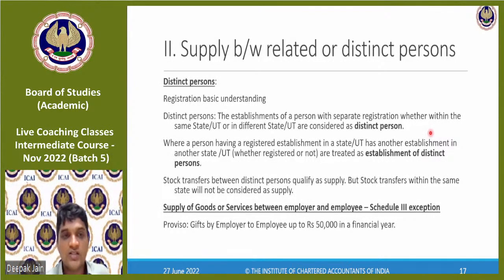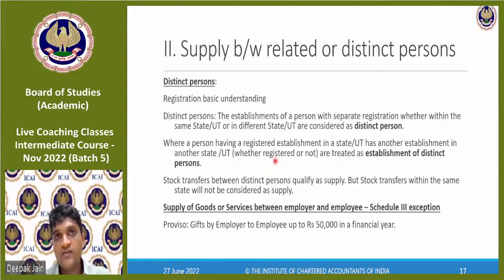The first example of a distinct person is where a person has a registered establishment in a state or union territory, and has another establishment in another state. Now, whether that other establishment is registered or not, if it is in a different state, then also they are treated as establishments of distinct persons. Okay. So what is the meaning?